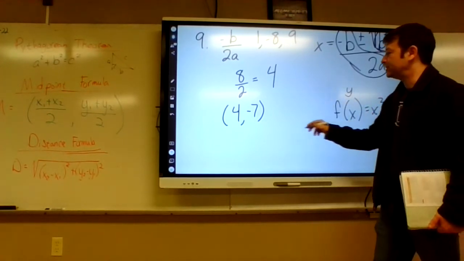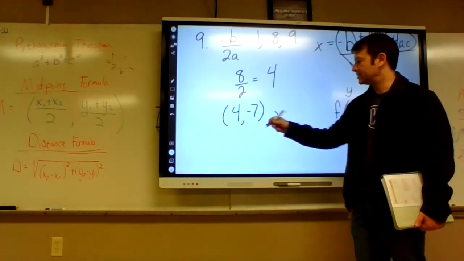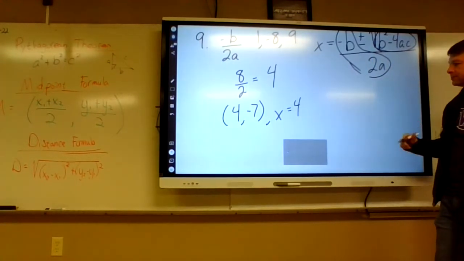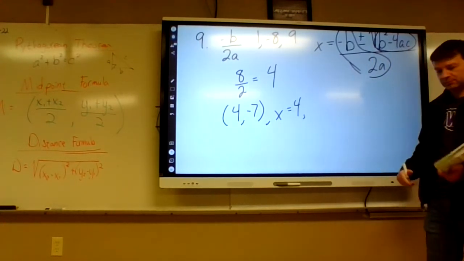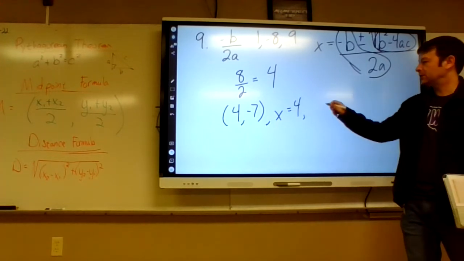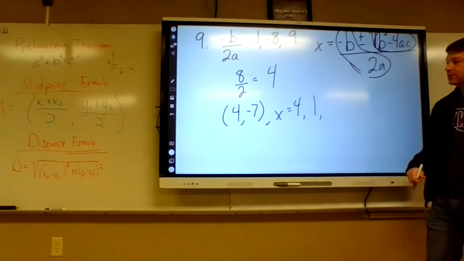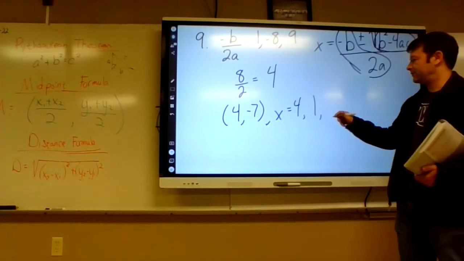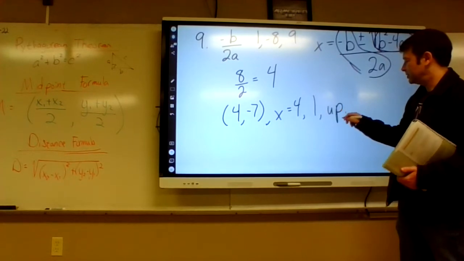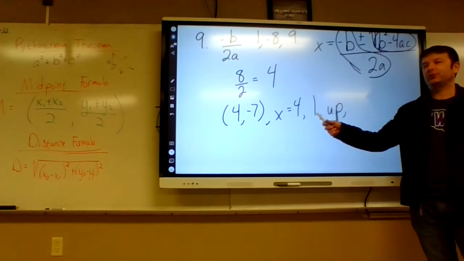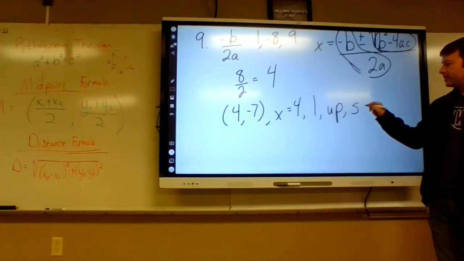And then what's the rest of it? The line of symmetry is what? X equals 4. What's the value of a? 1, the number in front of x squared, the invisible one. Is it going to open up or down? If it's a positive 1 in front, it's going to open up. And is it going to be steeper or flatter than normal? Same, because we're multiplying by 1 in front.